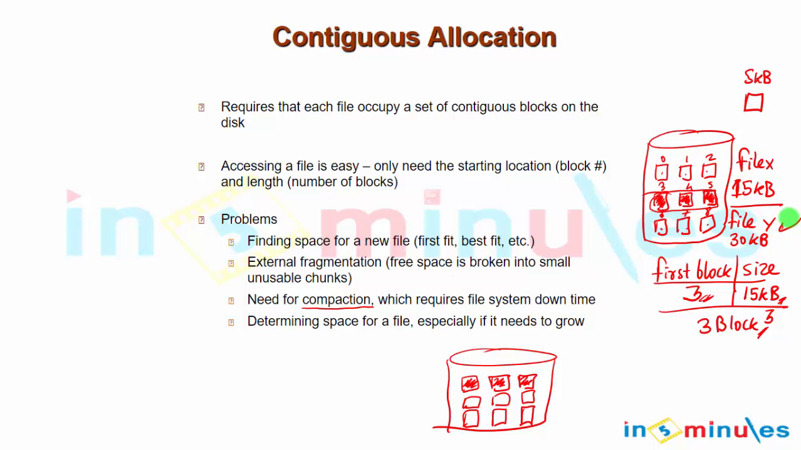Determining space for a file, especially if it needs to grow, is one of the other disadvantages. Consider, guys, we have used the space for some other file, and then file X which we had, which was 15 KB, suddenly becomes bigger, and by adding some 3 KB of data it is 18 KB. Now if we talk about contiguous allocation, we don't have space available, although you can see there is space towards the end. So these are the major issues when I talk about contiguous allocation.